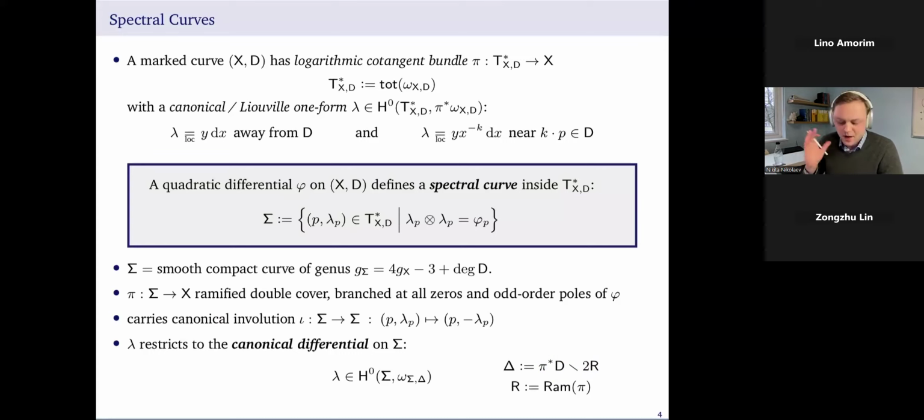In particular, if I assume, for instance, that I'm in a very vanilla situation where I don't have any odd order poles, a very typical situation to assume, then this difference between these two divisors is equal to pi pullback D. So the ramification locus and the singularity divisor are completely disjoint. And so this canonical differential is a global one form with poles precisely along this divisor delta. Okay, does it make sense? Any questions so far?